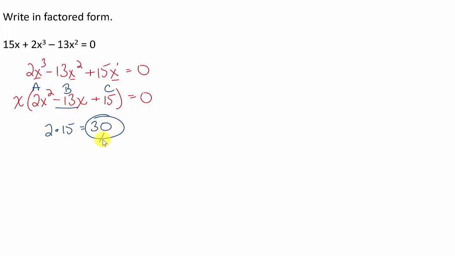And so you could just start listing them if you wanted to, but I know that 3 times 10 equals 30, and 3 plus 10 is positive 13, but I want a negative. I want this to be negative 13, so I can make both of them negative. Negative 3 times negative 10 is positive 30, and negative 3 plus negative 10, when we add those, equals negative 13. So that's what I wanted. Now, if this number is positive, guys, these signs have to be the same.